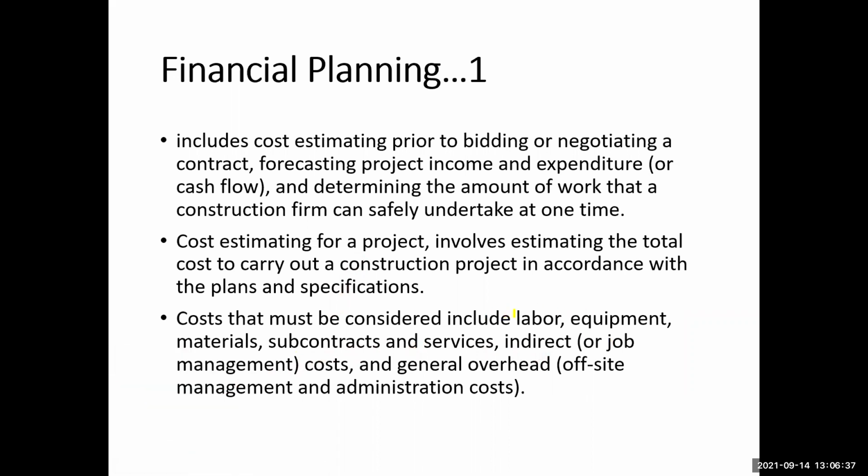So yeah, these labor, equipment, materials, subcontract, and services costs are the major components of the direct cost. Then there are indirect cost or the job management cost, and the general overhead or offsite management costs. So indirect cost is the job management cost, that means the costs at the job site, or the general overhead cost, that means mainly the costs incurred at the company's head office. Okay.